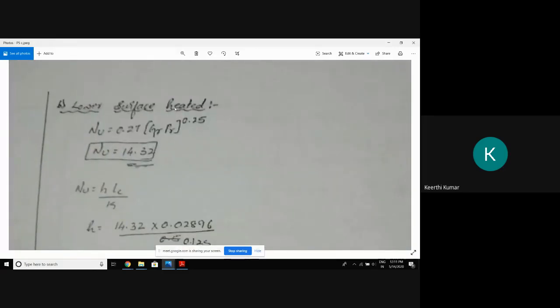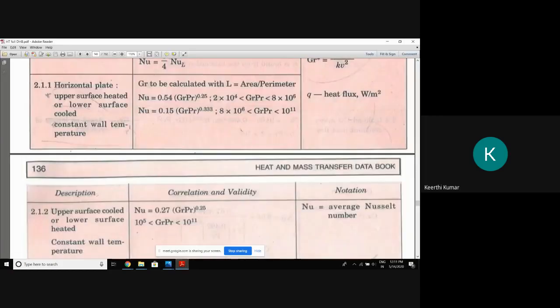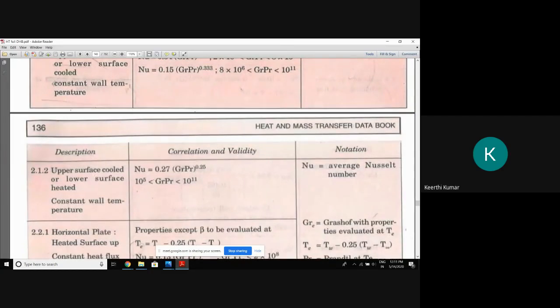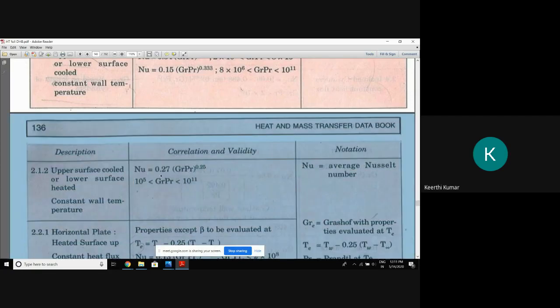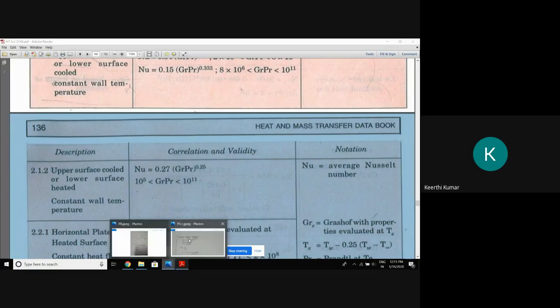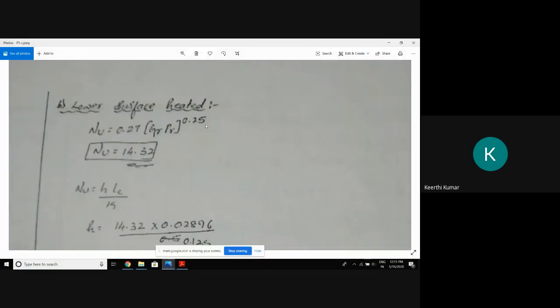Considering the lower surface heated up, if the lower surface is heated and the upper surface is cooled, then what is the formula I am supposed to use? See, upper surface cooled and lower surface heated. If the product of GR into PR is between 10 to the power of 5 and 10 to the power of 9, I am supposed to use this. For any problem, it will not come below or above; it will be within this only. No need to worry. So 0.27 GR, PR to the power of 0.25. If you substitute the values, we will get the Nusselt number as 14.31.